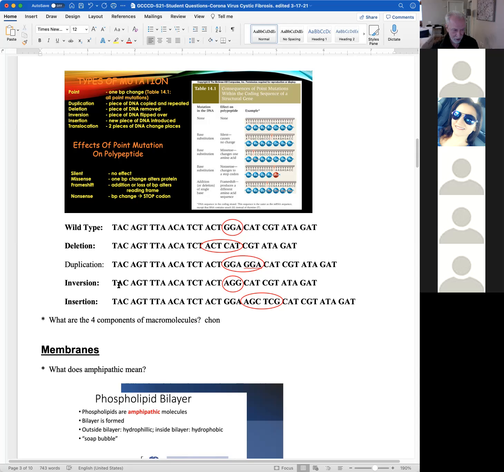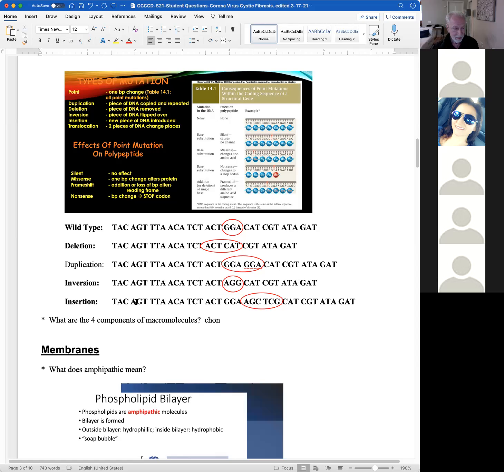Okay, what is an inversion? An inversion is where a piece of DNA flips over. So again, compare wild type with mutant, and it's the same as you go down the strand until you come to the GGA. Instead of GGA, it's inverted, it's AGG. And then after that, it's the same. So that is how you would recognize a mutation as an inversion if the sequence suddenly starts reading backward.